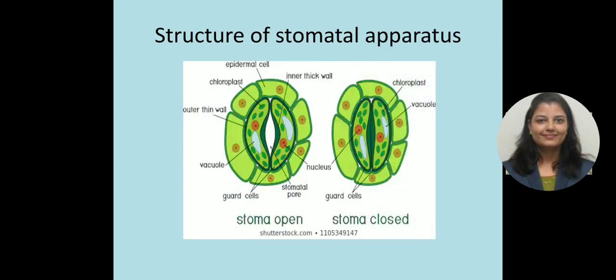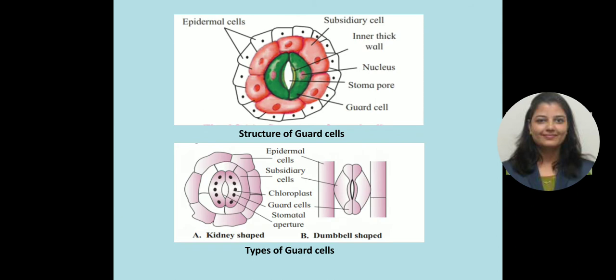Then here is the structure of stomatal apparatus. You can see two different stomata are present. In one picture you can see an open stoma, and in the second picture you can see the stoma is closed. So a stoma is an elliptical pore formed due to a specific arrangement of the guard cells. It is through the stoma that excess water is lost in the form of vapor. In this diagram, one stoma is open, the second stoma is closed.